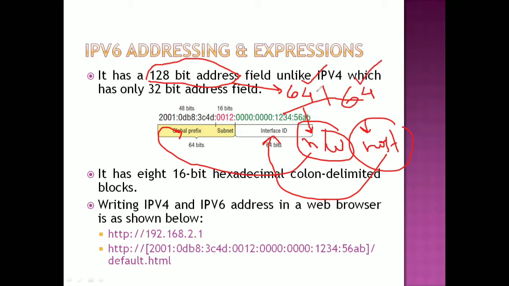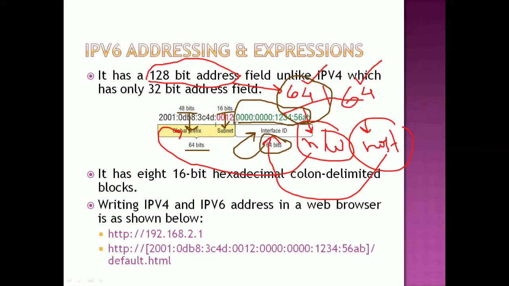Plus the subnet mask is a built-in part of this global prefix portion. So here you can see that this 64-bit is divided further into 48 and 16 bits. These 16 bits are for the subnet, and these 48 bits are for the global prefix. And here the 64 bits are for the interface portion, the interface ID. This is the host part of your IPv6 address.